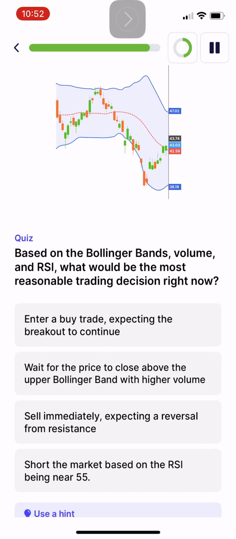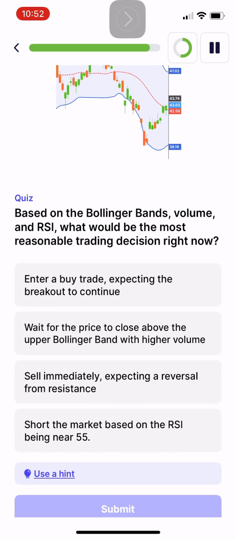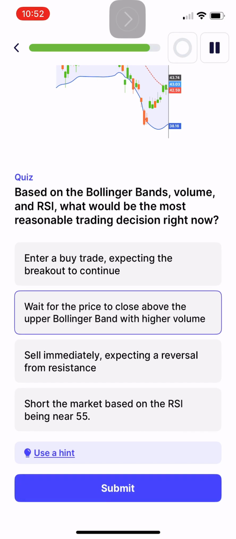Enter a buy trade, expecting the breakout to continue. Wait for the price to close above the upper Bollinger Band with higher volume. Sell immediately, expecting a reversal from resistance. Short the market based on the RSI being near 55.